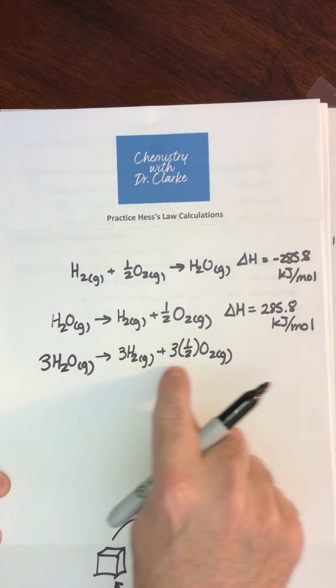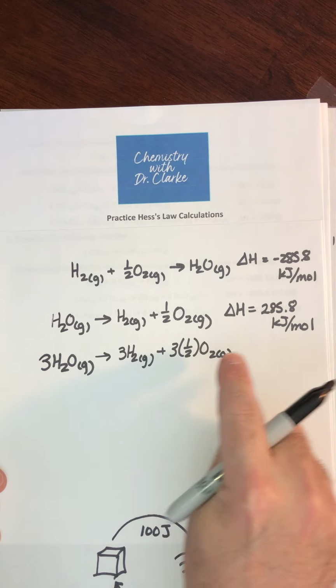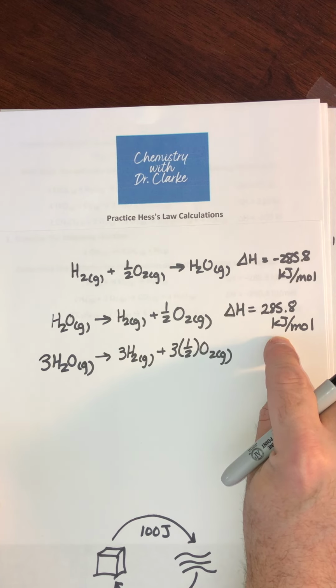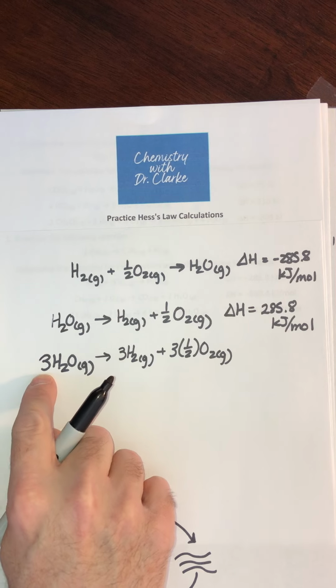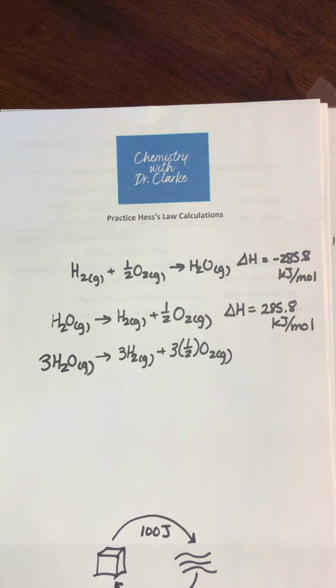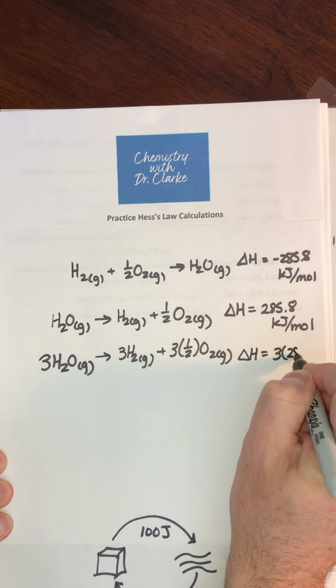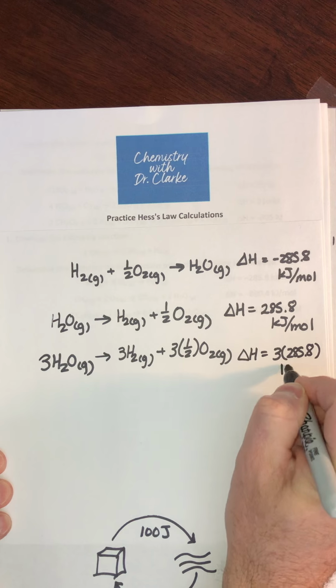And if you're doing this reaction 3 times as much, you should get 3 times as much heat. Right? Think of it like a campfire. If you burn 3 times as much wood, you should get 3 times as much heat from it. So this delta H should be 3 times 285.8 kilojoules per mole.